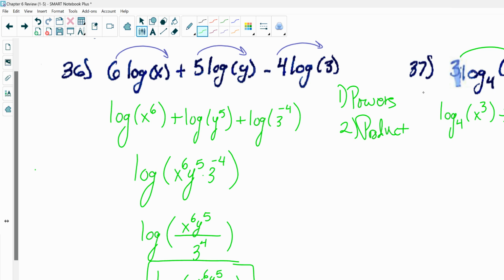We have two logs being added together, yes? So we can write it as a single log with what's inside being multiplied. Do we have any negative exponents? Do we have a number to a power?